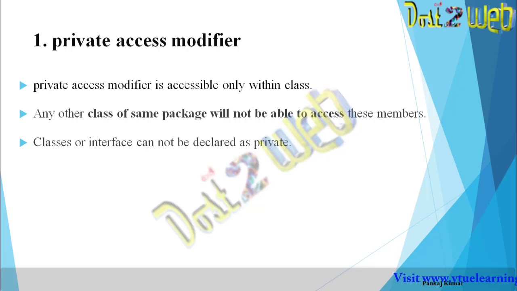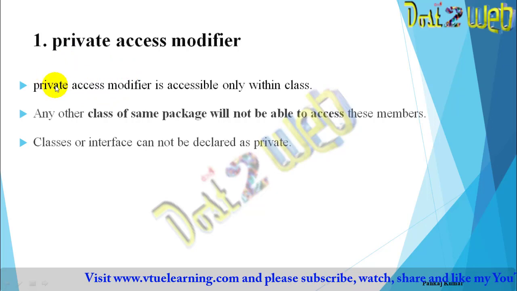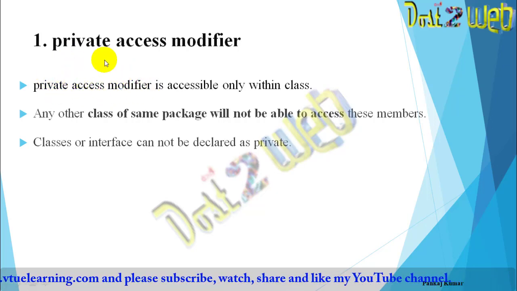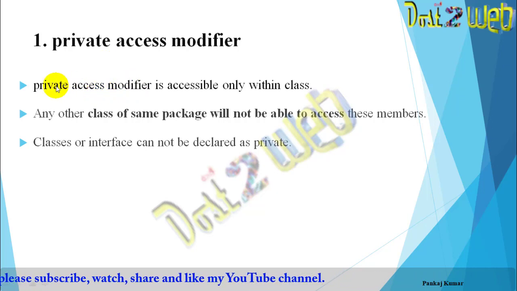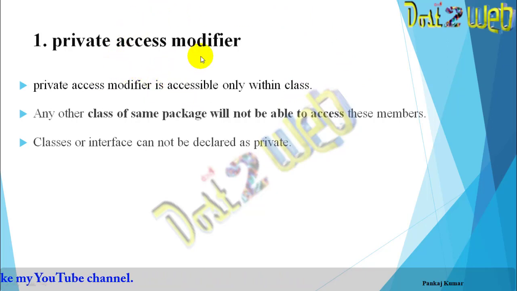The first one is private. We know very well that if any data member is defined with private, it will be accessible only within the class, not outside the class. So this point is very clear. Whatever data member, method or constructor you have declared using the private access modifier, you are going to use only within the class. Outside of the class, it is not accessible.